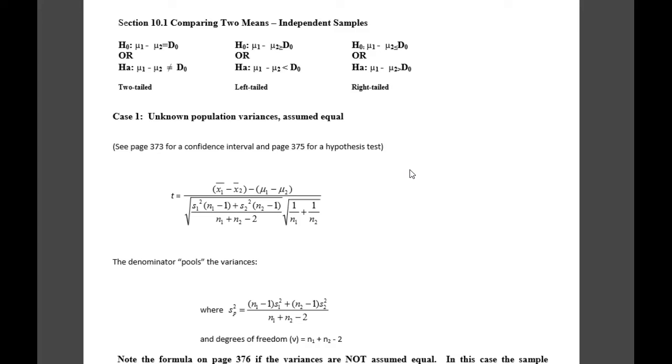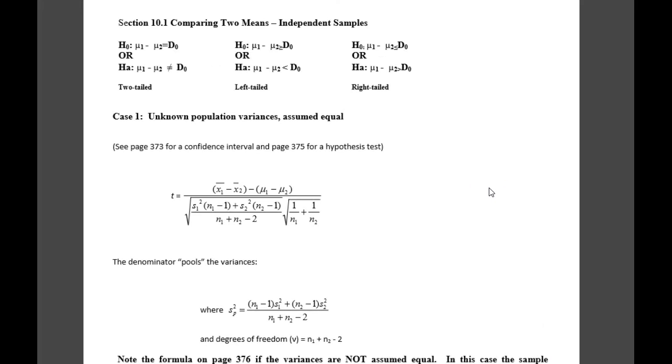Okay, so just taking a look at this test statistic, t is equal to x bar 1 minus x bar 2, whole thing minus mu1 minus mu2, and that's over the square root of s1 squared times n1 minus 1 plus s2 squared times n2 minus 1, over n1 plus n2 minus 2, and that's all times the square root of 1 over n1 plus 1 over n2.